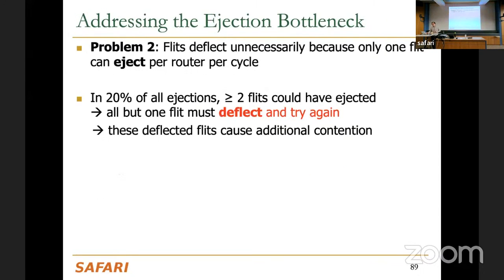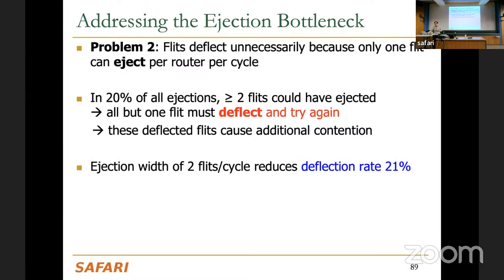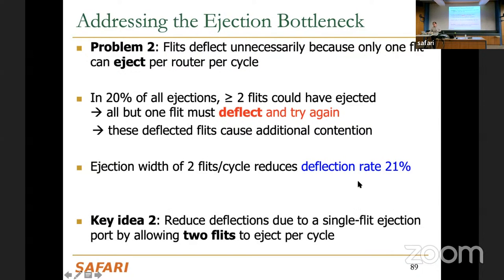Okay, ejection bottleneck, I think we already said this, but basically we found out that in 20% of all ejections, more than two flits could have been ejected. All but one flit must deflect and try again, and they cause additional contention. So you want to eliminate these easy cases. And again, an ejection width of two flits per cycle reduced the deflection rate significantly, as you can see over here.